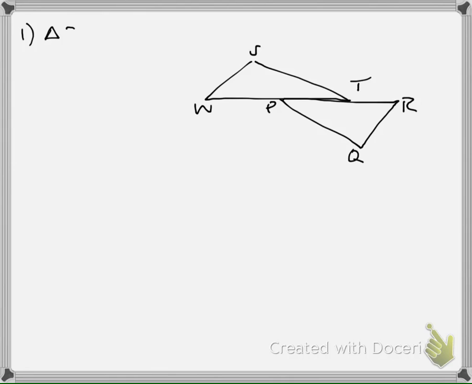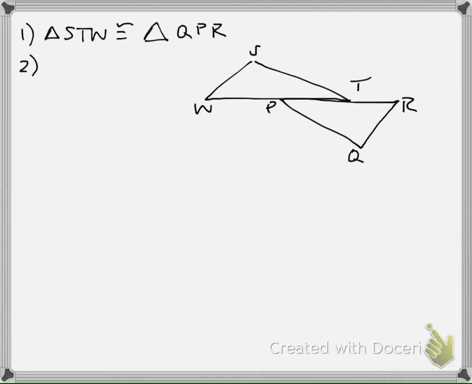Triangle STW is congruent to what triangle? S is congruent to Q, so you'd write Q. T is congruent to P, so you'd write P. And W is congruent to R, so you'd write R. So the answer is triangle STW is congruent to triangle QPR.